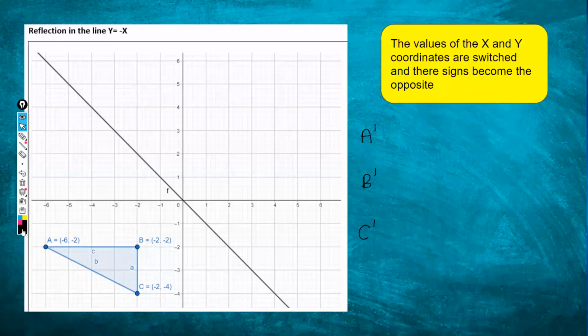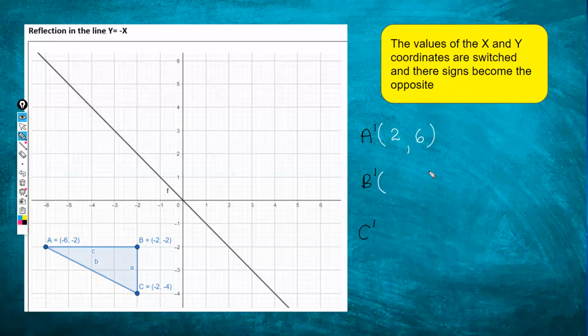All right, so let's get the answers for A prime. Well, I guess we have the diagram in front of us. So A right now is minus 6, minus 2. That means if we switch it, the 2 will go here and the 6 will go here. We switch it around. Right. And look at it, I did not forget to make the signs the opposite. The minus 2 became positive 2, and the minus 6 became what? Positive 6.